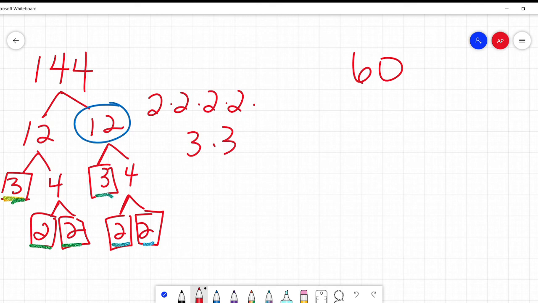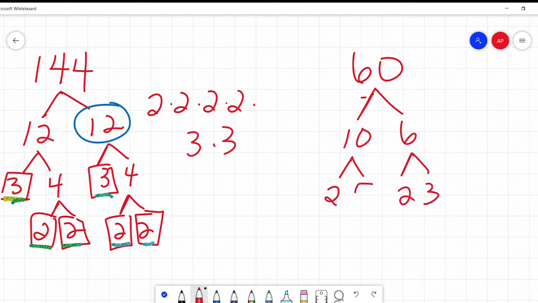So 60, I go, okay, I factored 144. Let me factor 60. 60, all right, it's 10 times 6. I know that because that ends in 0. Okay. 6 is 2 times 3. Both of those are prime. 10 is 2 times 5. Both of those are prime.